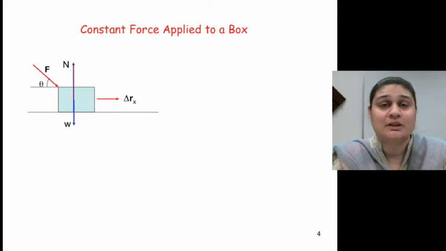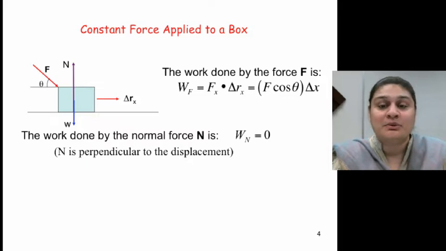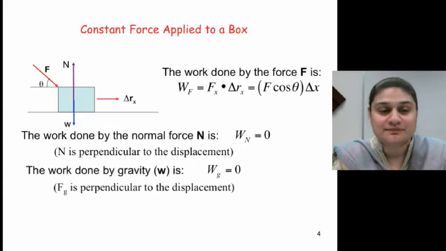Now, what is the work done by the normal force? The work done by the normal force is equal to 0, because N is perpendicular to the displacement. Therefore, the work done will be 0. The work done by gravity is also 0, because the force is perpendicular to the displacement.